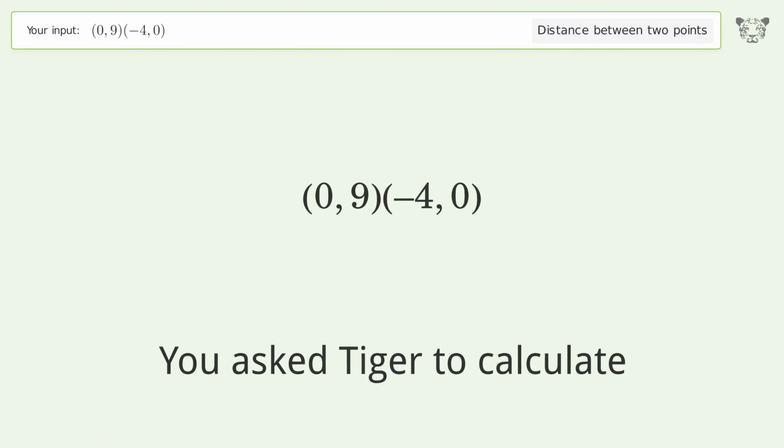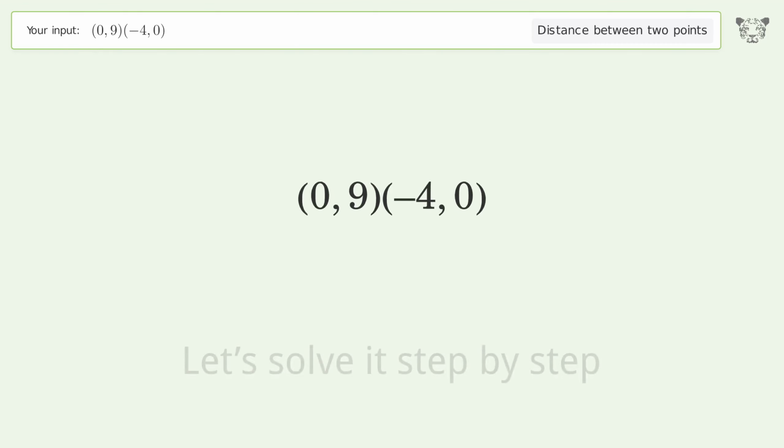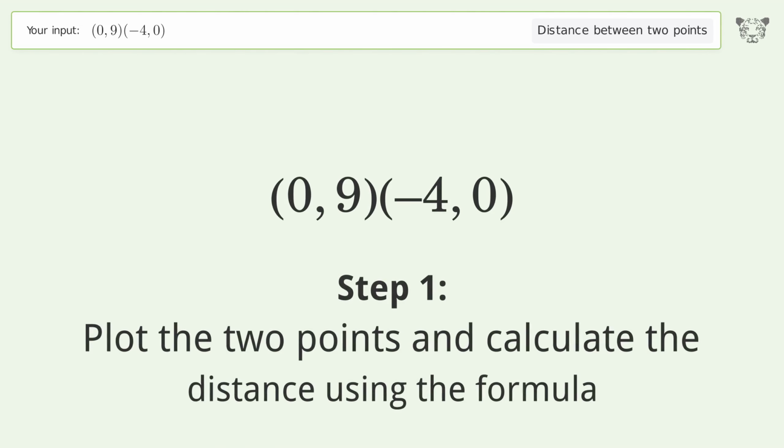You ask Tiger to calculate. This deals with the distance between 2 points. The distance between the 2 points is the square root of 97, or 9.849. Let's solve it step by step. Plot the 2 points and calculate the distance using the formula.